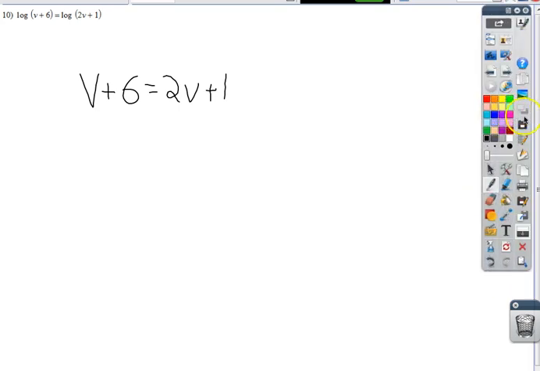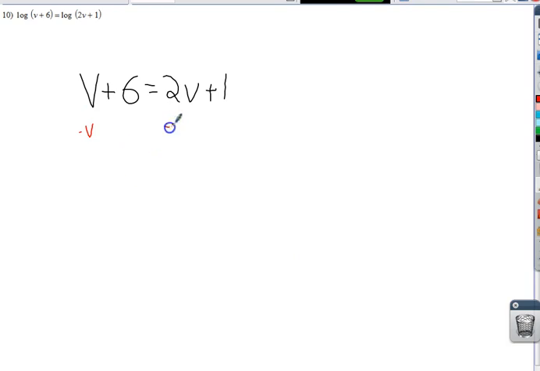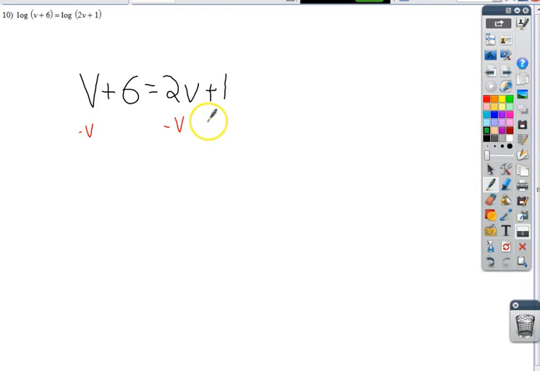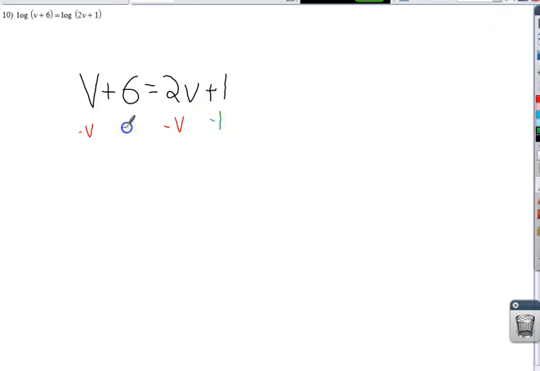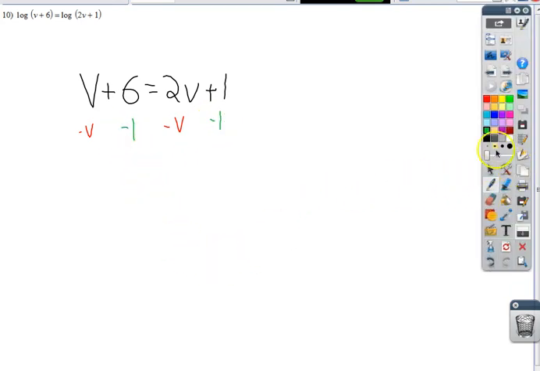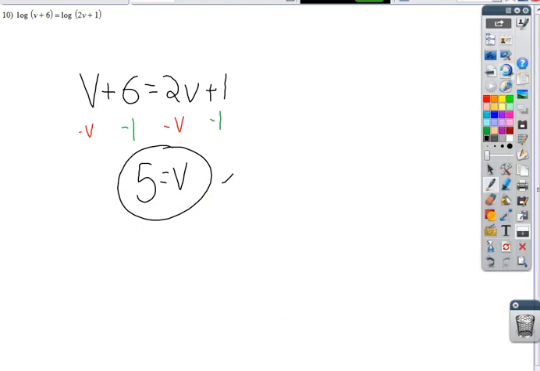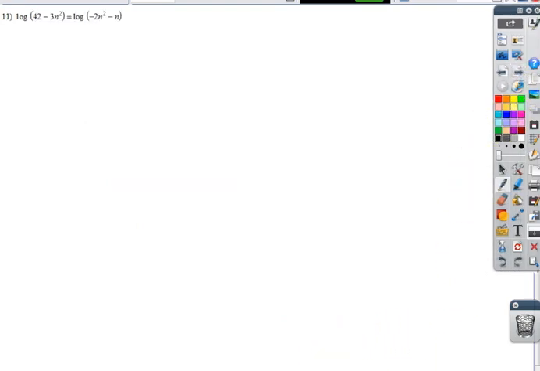Well, this time I'm going to bring everything to the right, not to the left, I can switch if I wanted to. So I'm going to subtract 1. And get 5 equals v. Now I put 5 in here. 5 plus 6 is 11. 2 times 5 is 10. 10 plus 1, 11. So we're good. All right. Moving on.